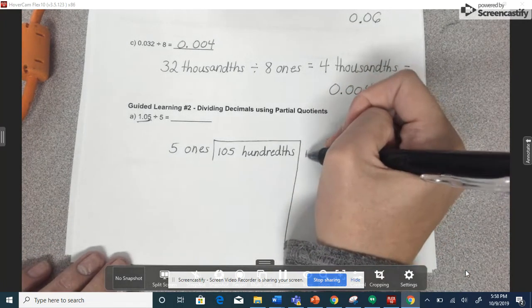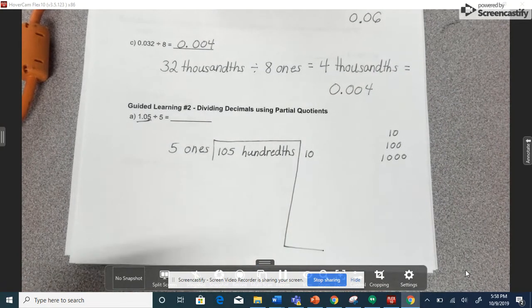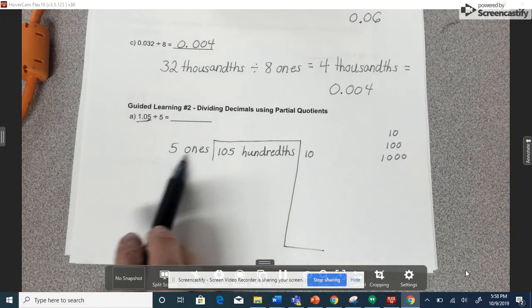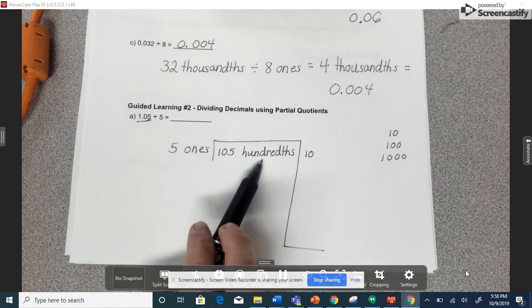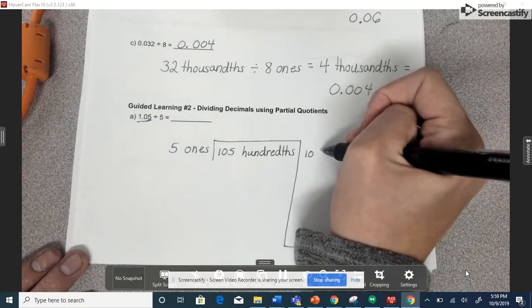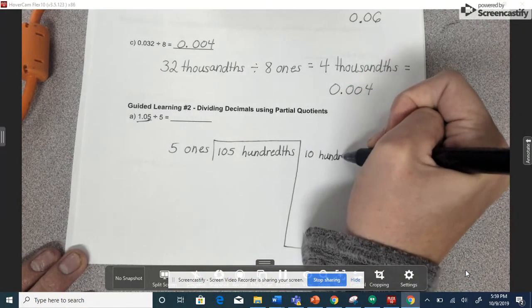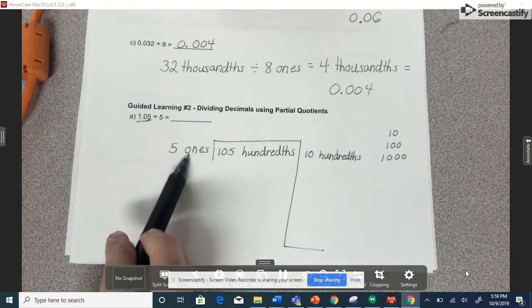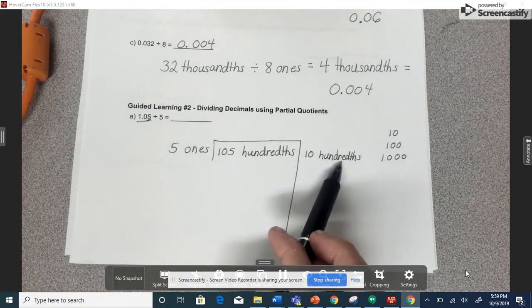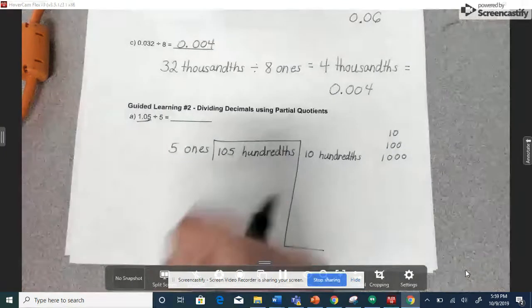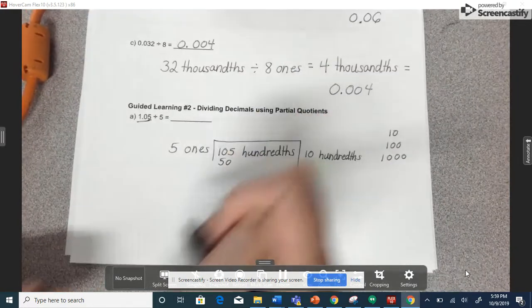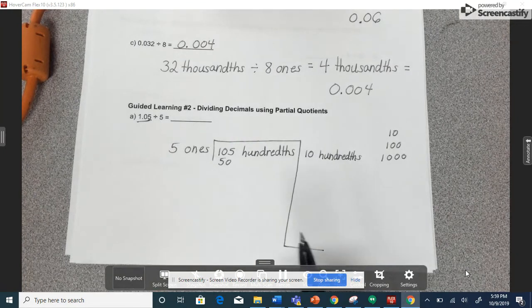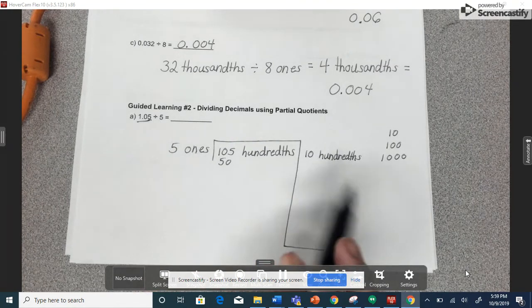I'm going to put a 10 over here, but I don't want my answers in ones because right now 5 ones times 10 is 50 ones. I want my answer in hundredths. So I'm going to put over here 10 hundredths. So let's see, 5 ones times 10 hundredths. 5 times 10 is 50. I'm going to put that right under my 105. And ones times hundredths, well, we know 1 times anything is the number we started with. So 1 times hundredths is hundredths.